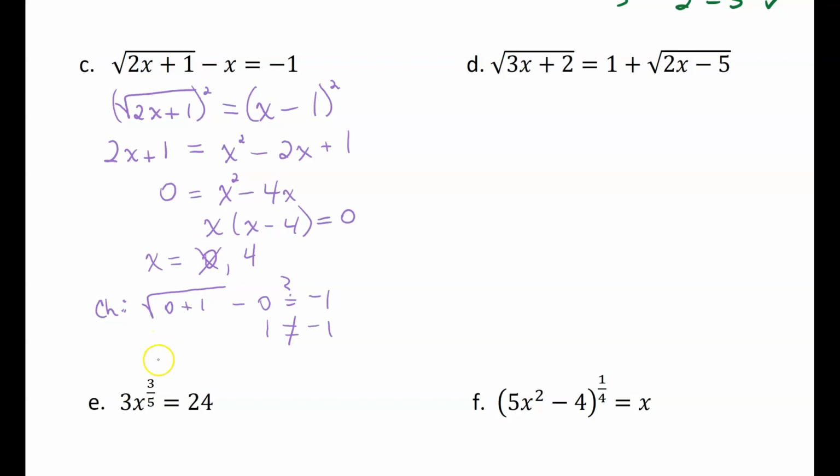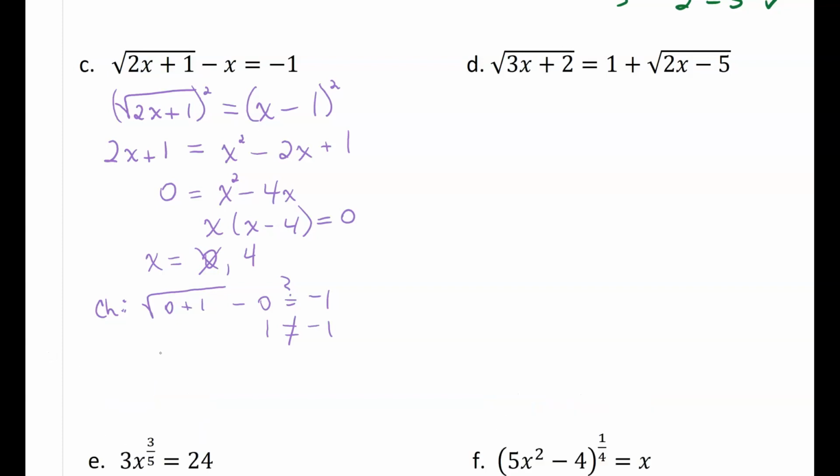Okay, so checking x equals 4 now. Let me try to make a little bit more room here. So x equals 4. I'm going to have the square root of 4 times 2 is 8 plus 1 minus 4. And we're checking to see, does that equal negative 1? So we get 9. Square root of 9 is 3. 3 minus 4, does that equal negative 1? It does. This one checks out. So we have one solution, and that solution is x equals 4.